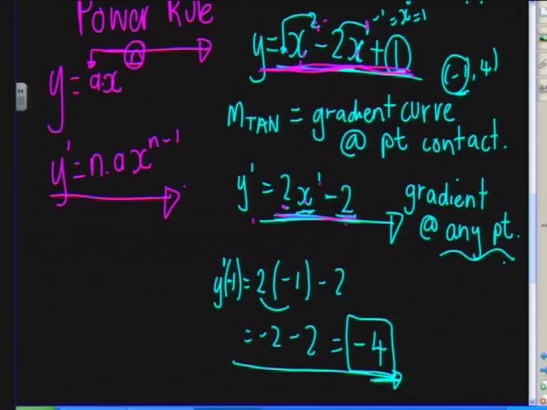Times x to the power 1 minus 1 is x to the naught. X to the naught is 1. 1 times negative 2 is negative 2. And the derivative of a constant is just 0, so that falls away. So that's how I got the gradient of the curve.